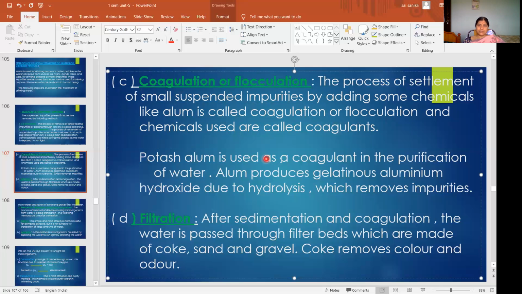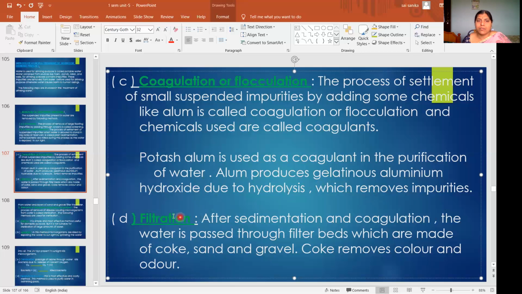And potash alum is used as a coagulant in the purification of water. This alum produces gelatinous aluminum hydroxide due to hydrolysis, which removes impurities. When you add alum to the water, this alum produces gelatinous aluminum hydroxide due to hydrolysis. That means it will react with water and form aluminum hydroxide, and this aluminum hydroxide removes the impurities present in the water. So this is about coagulation.